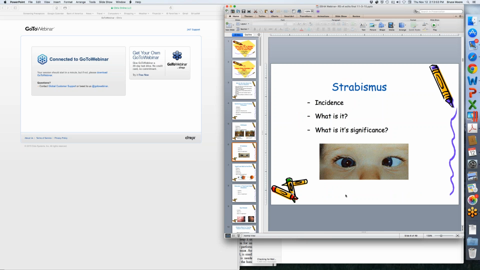Second condition we'll talk about is strabismus, or crossed eyes. Very often strabismus is associated with amblyopia. Strabismus occurs about 3 or 4 or 5% of the time, depending on the study. About half the time the eyes are crossed, one eye is turned in, as it is in the slide here. About half the time the eye is turned out, and depending on the position and depending on the cause, has a lot to do with the significance.